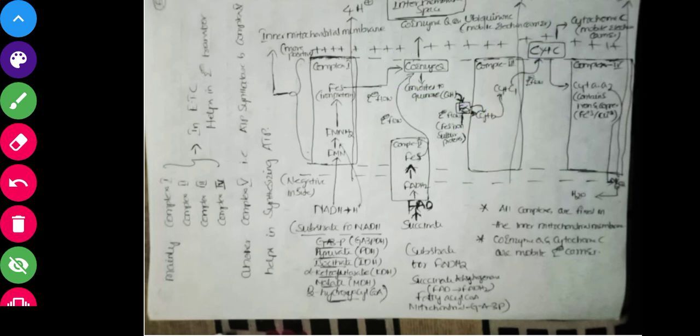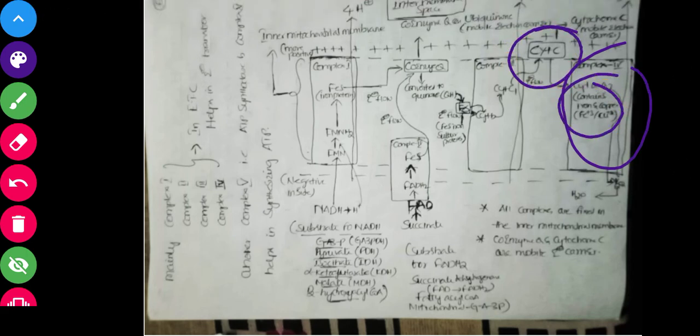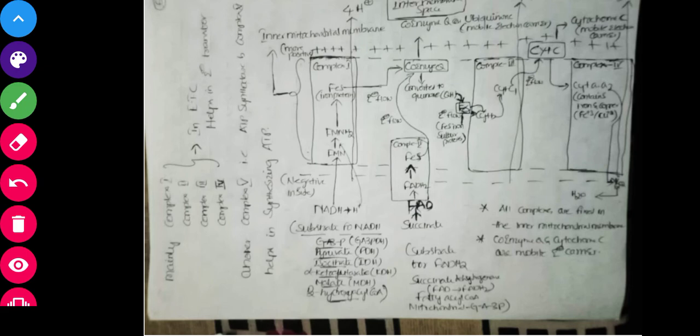Next, complex 4: electrons flow from cytochrome C to cytochrome A3, so we call it cytochrome C oxidase complex or cytochrome A3 complex. This is how we have to remember the complexes and the electron flow. Next slide.